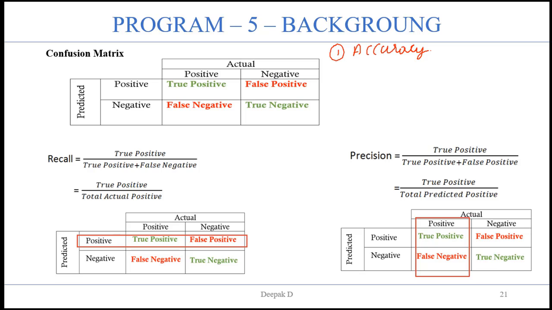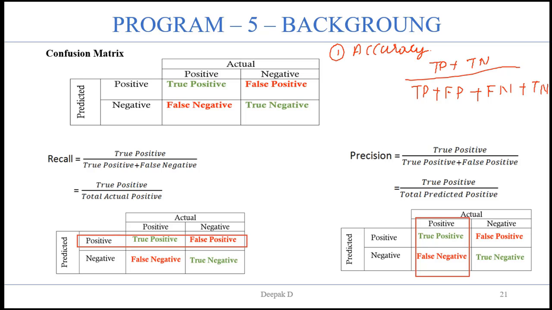The formula for accuracy is TP plus TN divided by TP plus FP plus FN plus TN. This is the formula used to identify the accuracy.